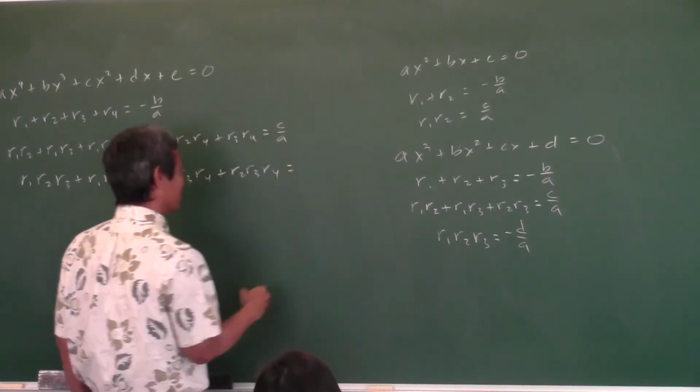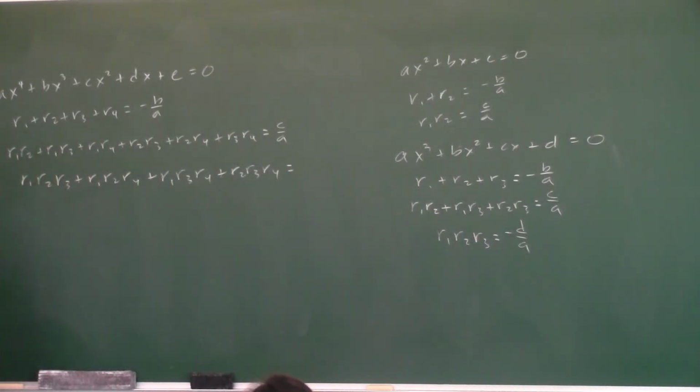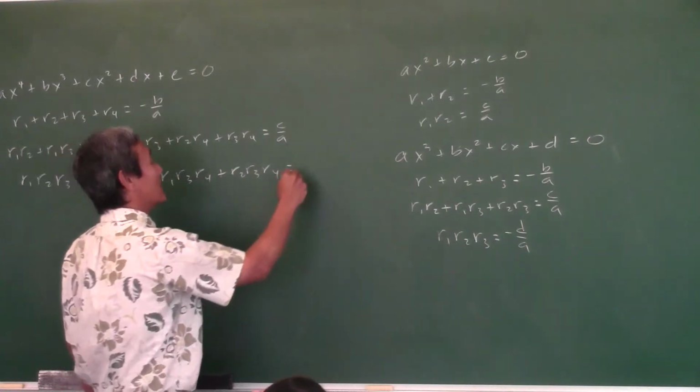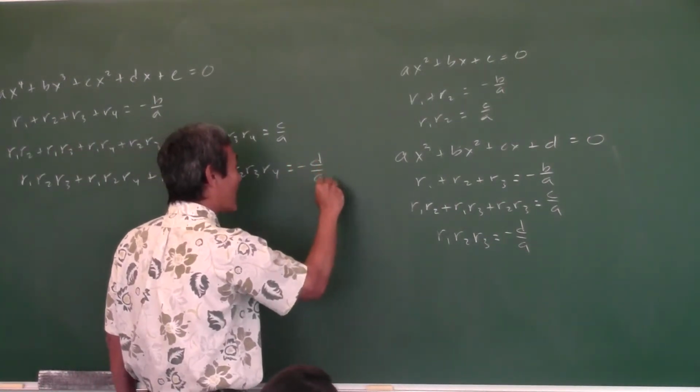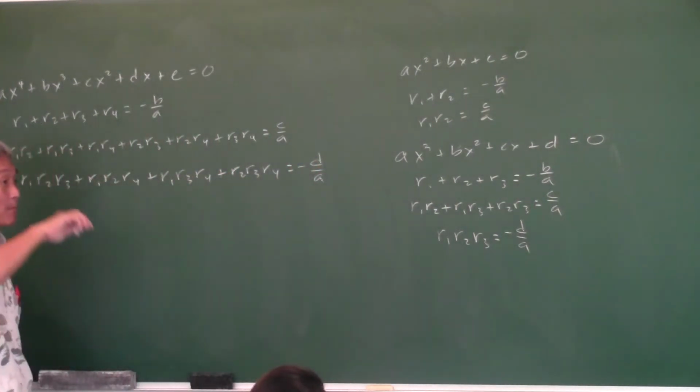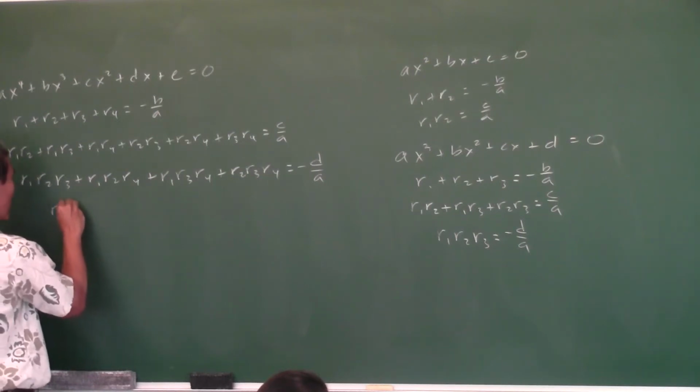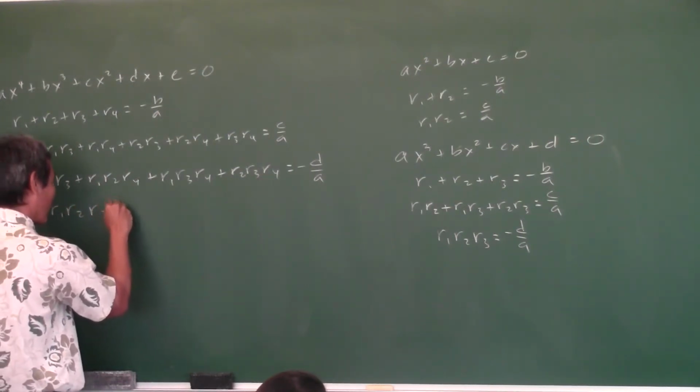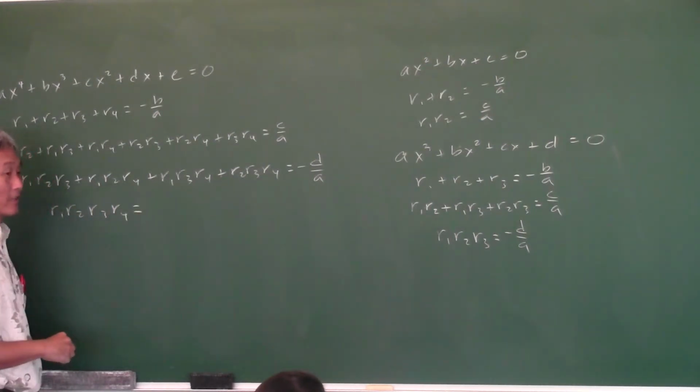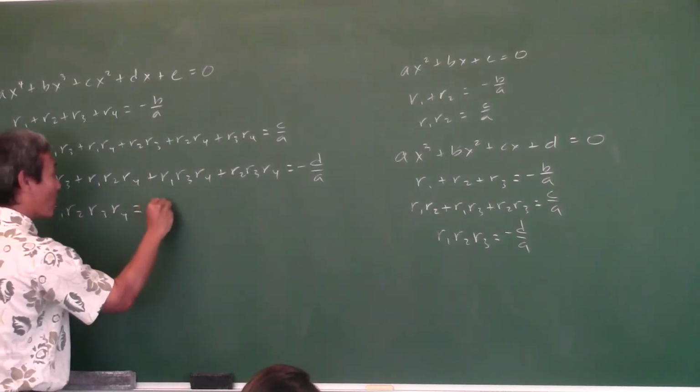Did I catch them all? I'm not referring to Pokemon either. Did I catch them all? Yeah. What is that always going to equal? Negative d over a. And then multiply them 4 at a time. R1 times R2 times R3 times R4. That's always going to equal e over a.